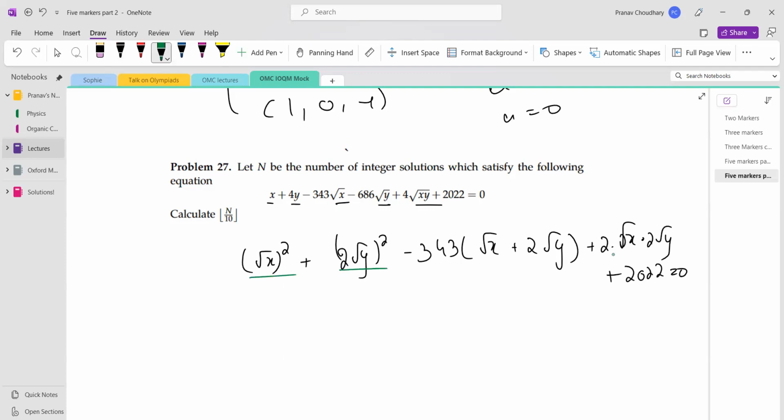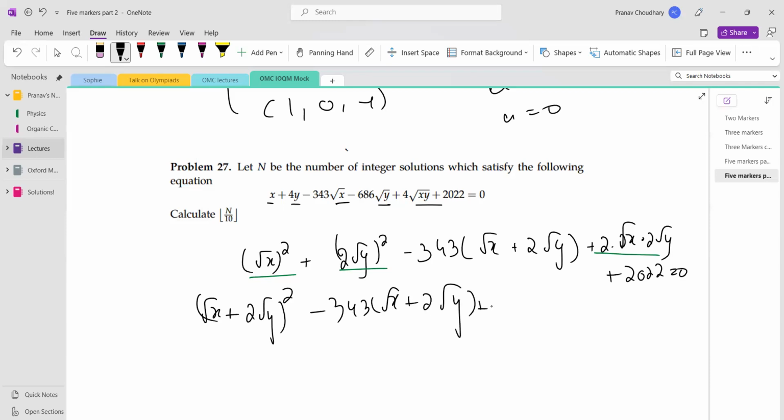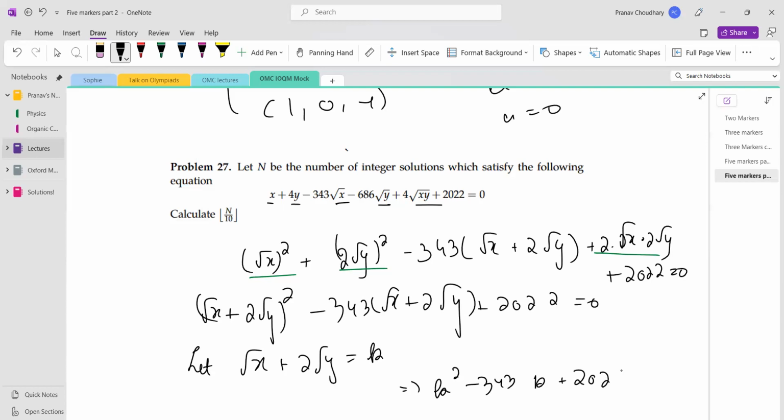So I can combine this and this term to write root x plus 2 root y whole squared minus 343 times root x plus 2 root y plus 2022 equals 0. Now this is a quadratic in root x plus 2 root y, right? Let it equal k. So this implies k square minus 343k plus 2022 is 0.